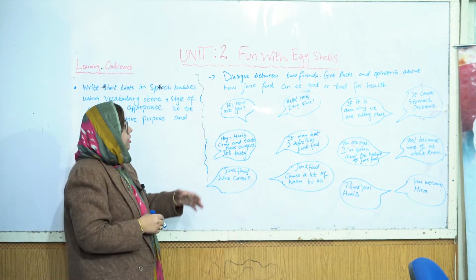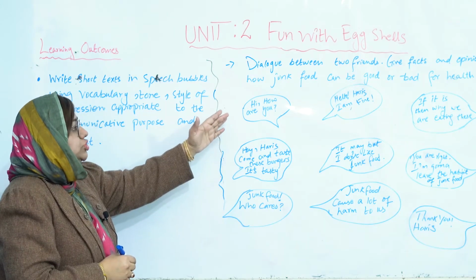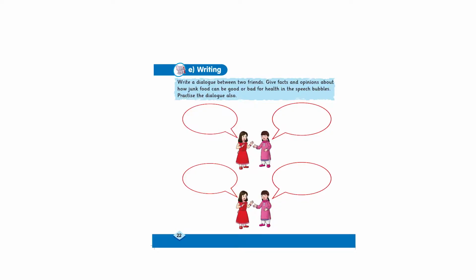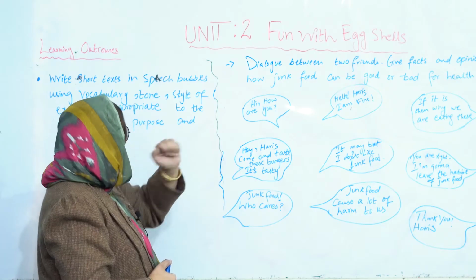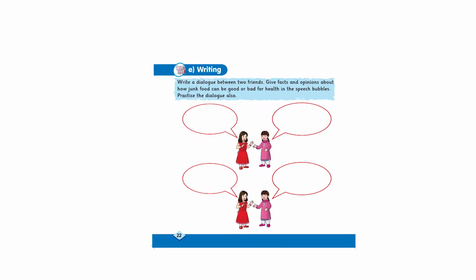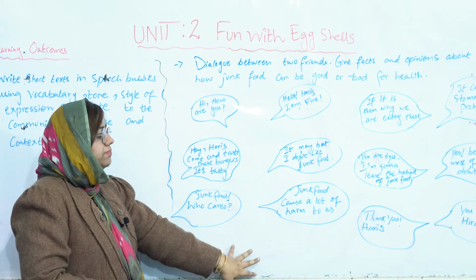Let's move on. There is a dialogue between two friends. You can see this on page number 22 of your book. A dialogue between two friends gives facts and opinions about how junk food can be good or bad for health. Now listen, you can see on the concept board there are so many bubbles here.